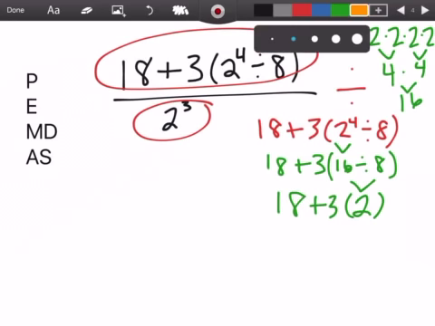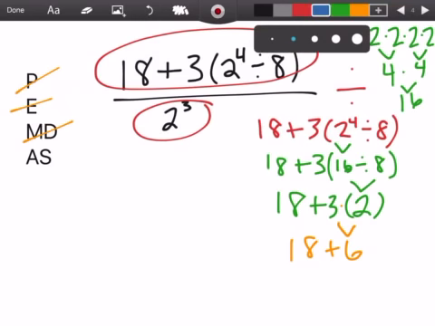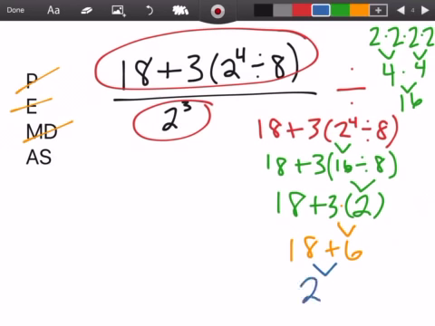All right, next step. I did parentheses. I don't have any other exponents in this problem, so I'm going to move on to multiplying and dividing. Remember, when the number touches the parentheses, that means multiply. 3 times 2 is 6. And then my last step is to finish off with 18 plus 6, which gives me 24. Okay, so that's just the top.